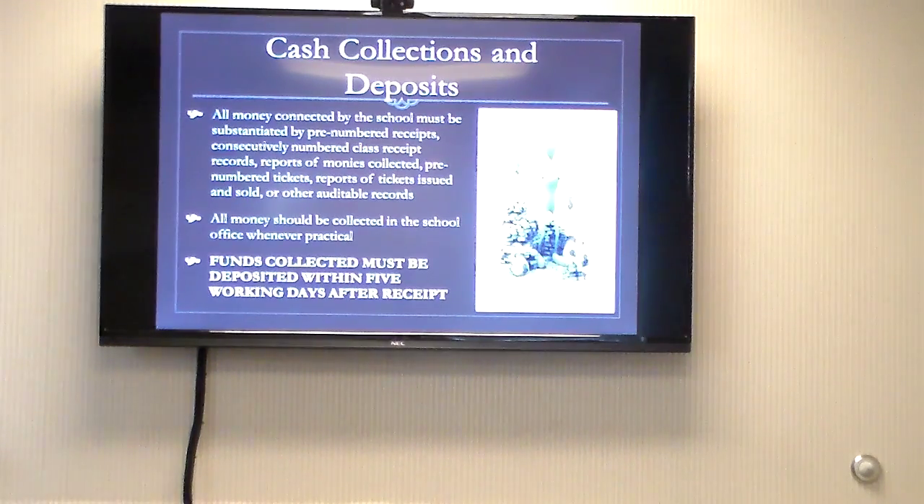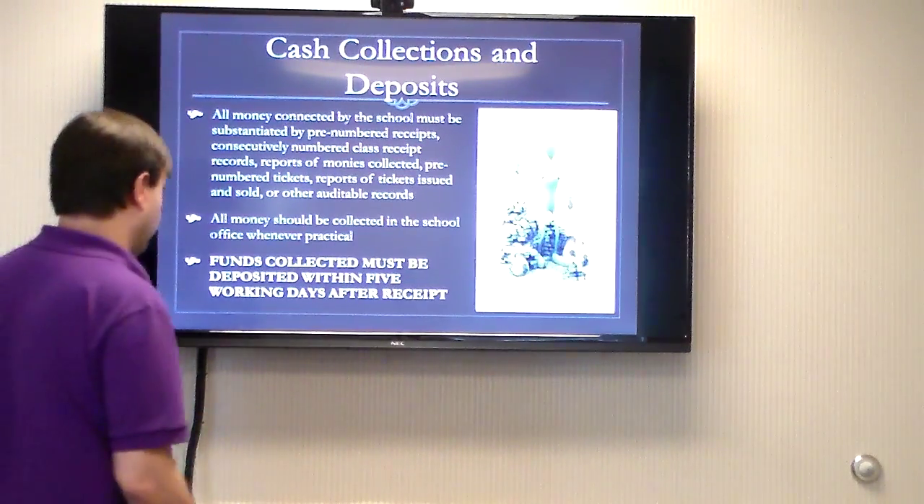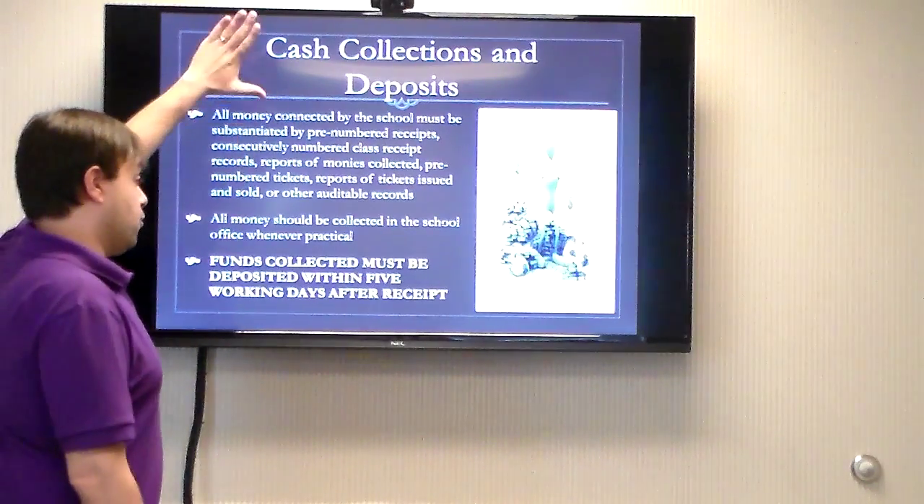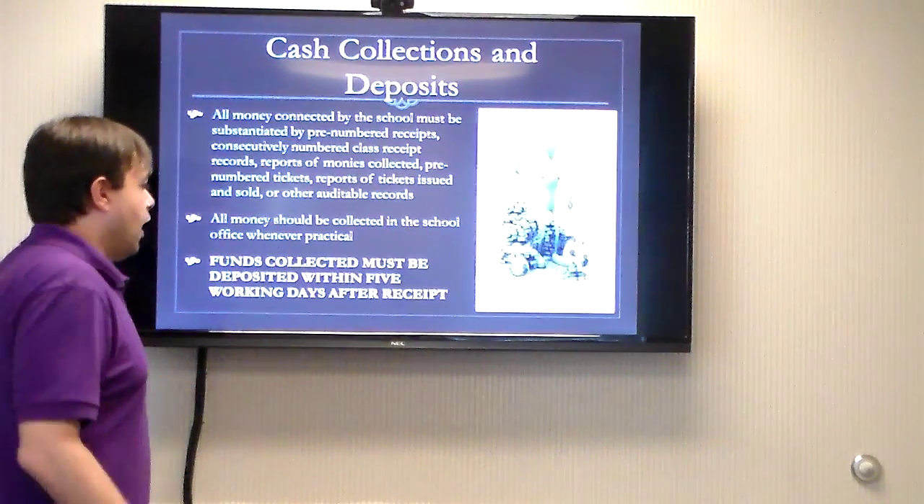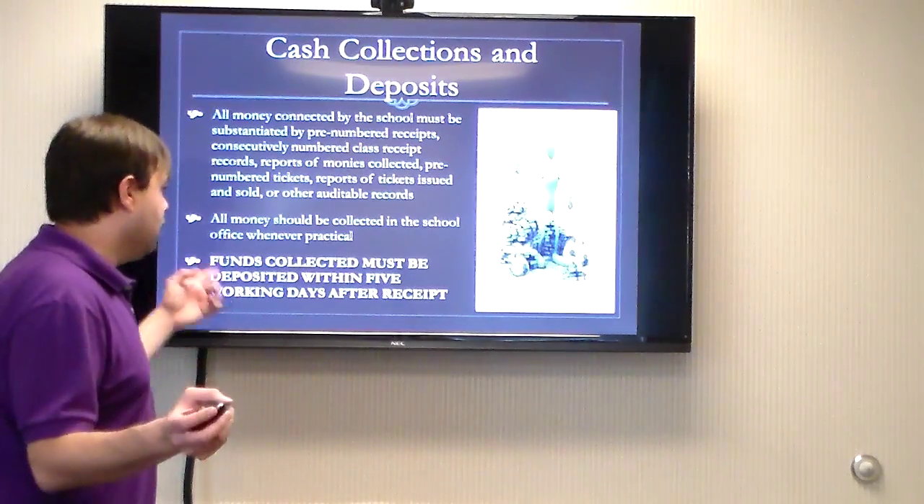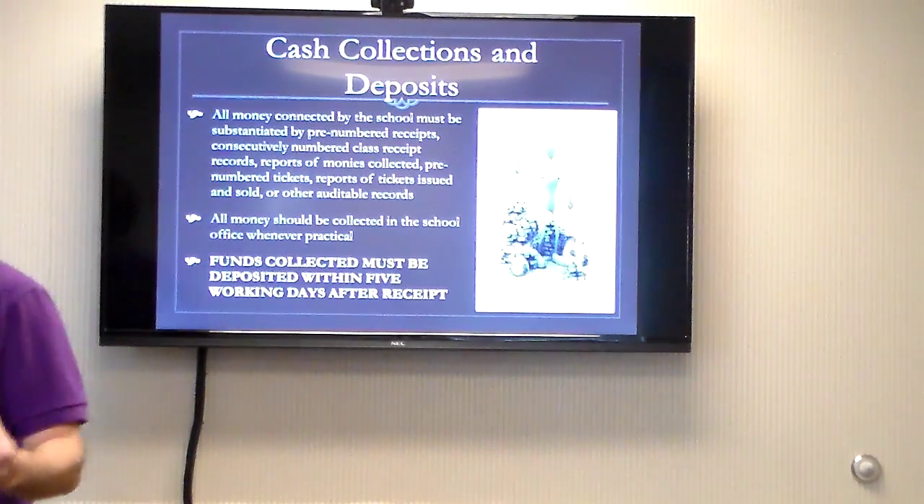So the big idea here that I think is worth mentioning is that funds that are collected from the school, they should have pre-numbered receipts. There should be a report of it collected. Any tickets that you sell should be pre-numbered, and those of you that work in athletics know that can be challenging. As somebody who did the theater and did the musicals when I was teaching, we had to use pre-numbered tickets. We had to report all funds, and you have to collect the money in the school office as long as you can, and it has to be deposited 5 business days after you have a receipt for it.